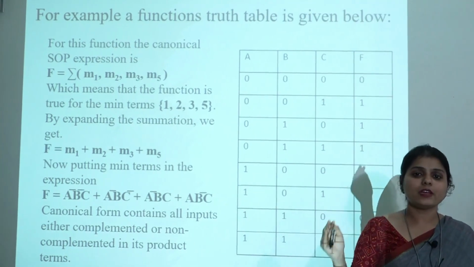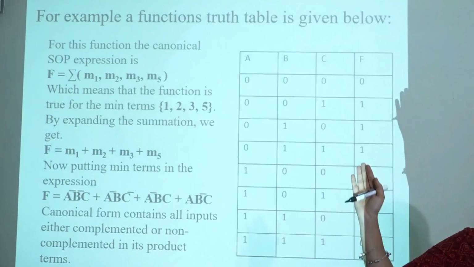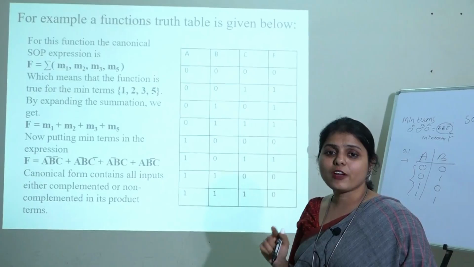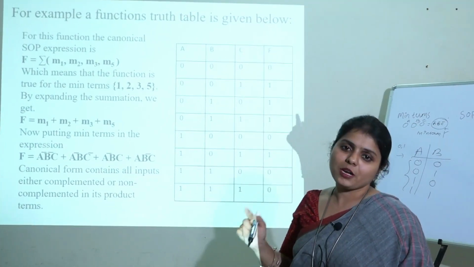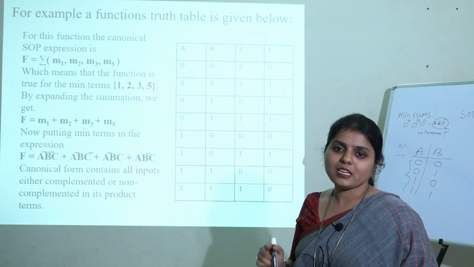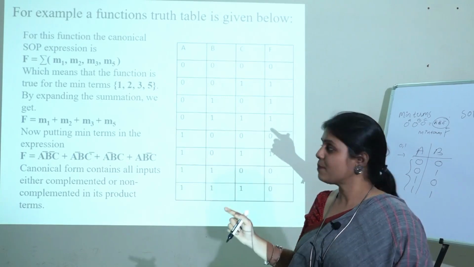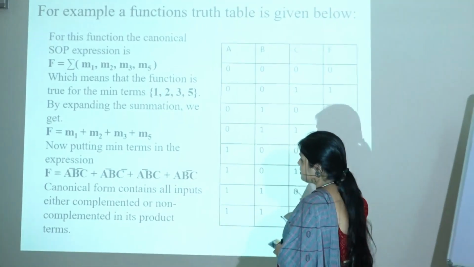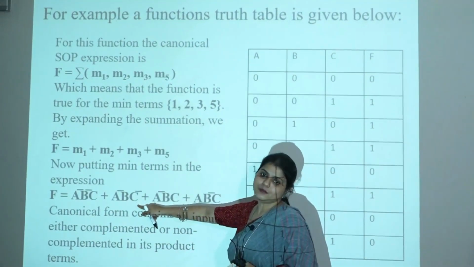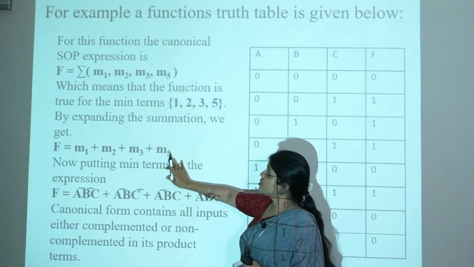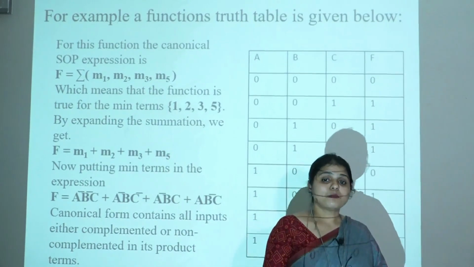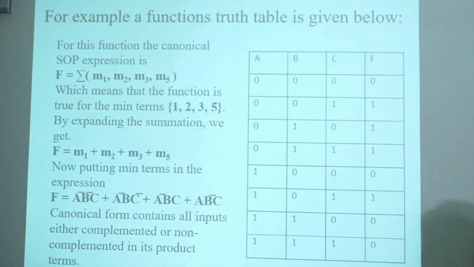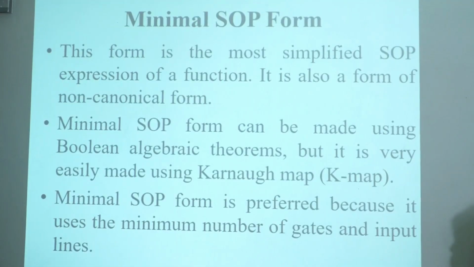Okay. So you can go for any of the three representations which are given here. You can write F is equal to summation of M1, M2, M3, M5, or you can write F is equal to M1 plus M2 plus M3 plus M5, or you can also write it in the expanded min-term representation. So this is all about your sum of product or canonical SOP form. Now, minimal SOP form.